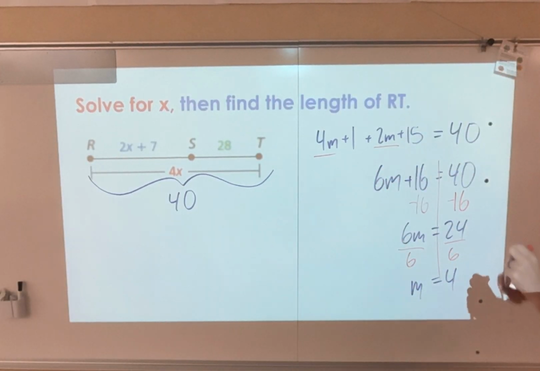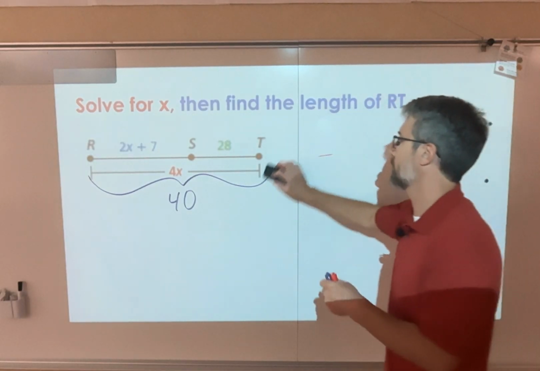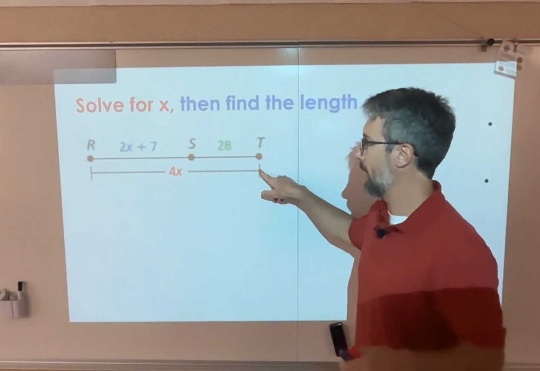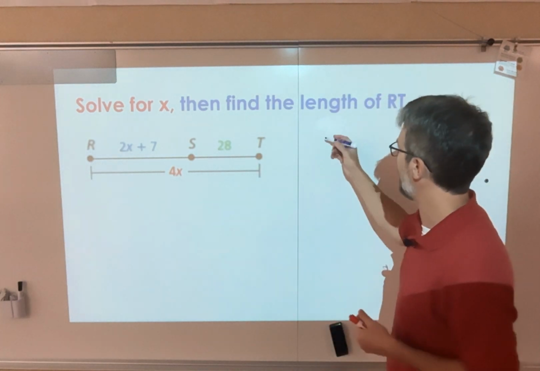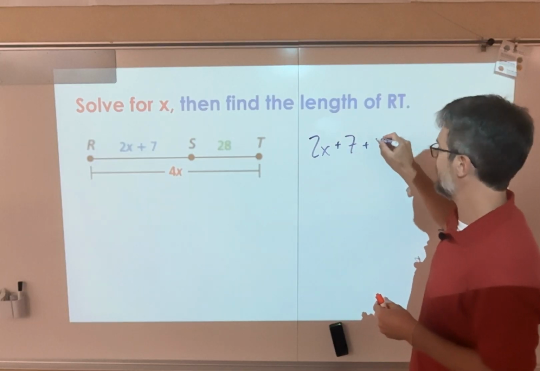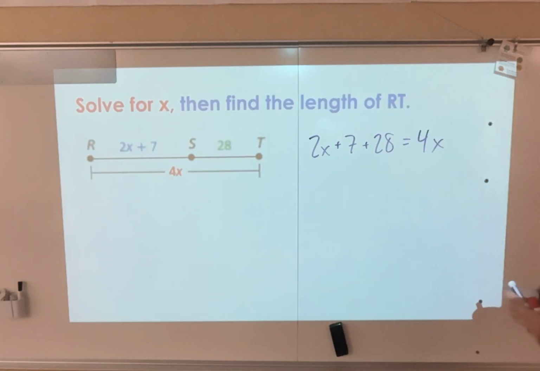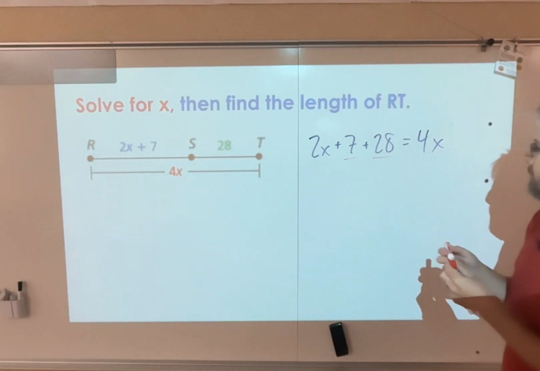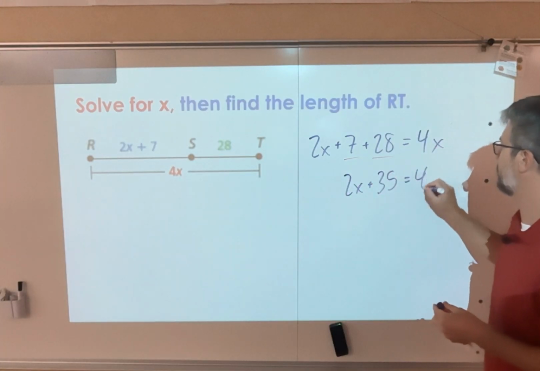All right, next one. Solving for x and then finding the length of RT. So this is a two-part question. Looking at this, I've got my segment, right? The overall segment is a length of 4x. One part is 2x plus 7, one part is 28. So when I set this up, I want to add the two parts together. So 2x plus 7, the first part, plus the second part, which is 28, and set that equal to the whole thing, which is 4x, right? Some like terms I can combine here: the 7 and the 28 can go together, and we get 2x plus 35 equals 4x.